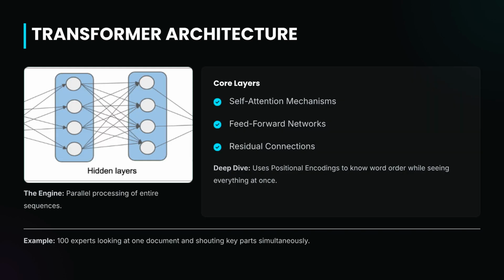The transformer architecture is the engine, allowing for the parallel processing of entire sequences. The core layers include self-attention mechanisms, feed-forward networks, and residual connections. It uses positional encodings to know word order while seeing everything at once. Think of it as 100 experts looking at one document and simultaneously calling out key parts.